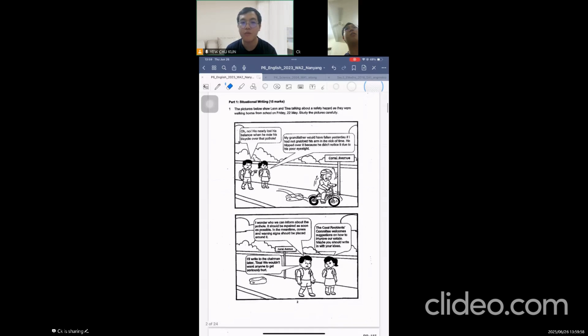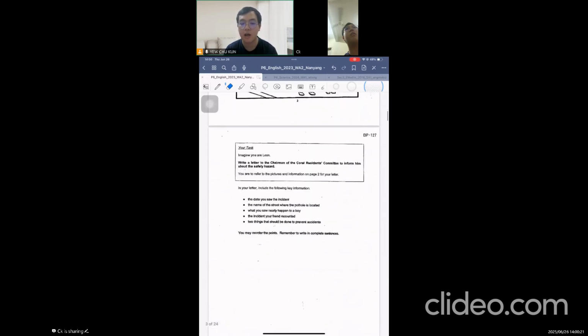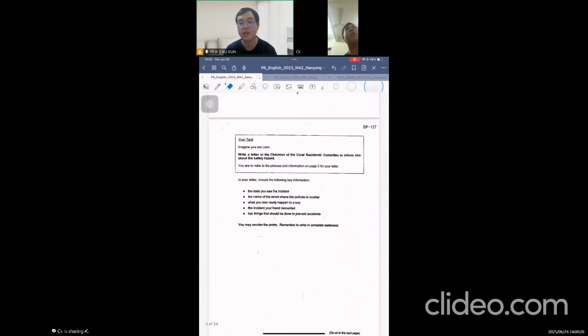So here we read the question first. The picture below shows Leon and Tina talking about a safety hazard as they were walking home from school on Friday 22 May. So study the picture carefully. So the students will read for the boy and the girl. Blah blah blah. And then what your task is. The task is: imagine you are Leon and you are going to write a letter to the Coral Resident Community to inform them about the safety hazard. Then you refer to the picture information to finish your letter.